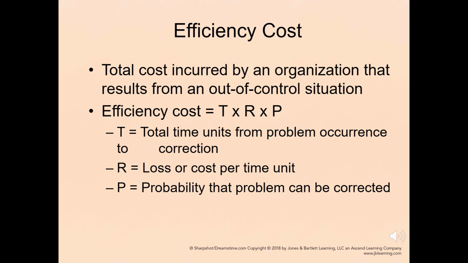Efficiency cost is the total cost incurred by an organization that results from an out-of-control situation. Efficiency cost is recognized as T times R times P, with T being the total time units from problem occurrence to correction, R the loss or cost per time unit, and P the probability that the problem can be corrected.